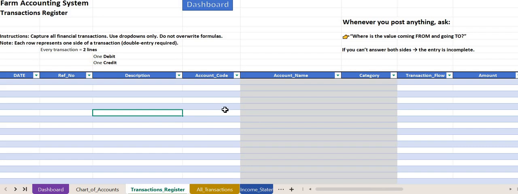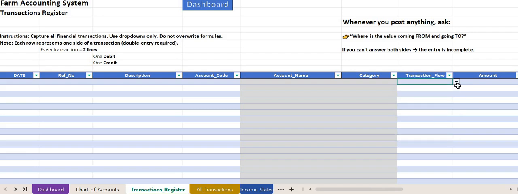So in the system, we capture this by using the date, the reference number, the description, the account code, and the transaction flow, very, very important, as well as the amount. Now, under the transaction flow, you are going to see received and source.